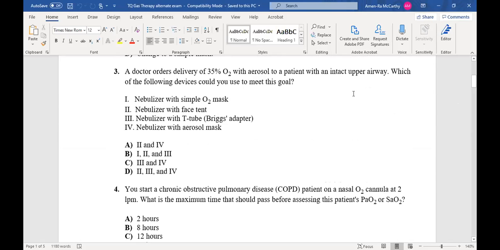Look at number 3. Everybody look at number 3, and then we're going to be done. A doctor orders delivery of 35% O2. Now, he's telling you how much he wants. He wants, or she wants, 35% FiO2 with aerosol to a patient with an intact upper airway. Which of the following devices could I use to meet this goal?